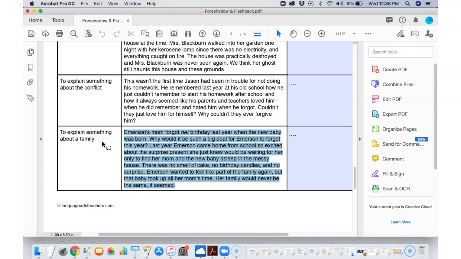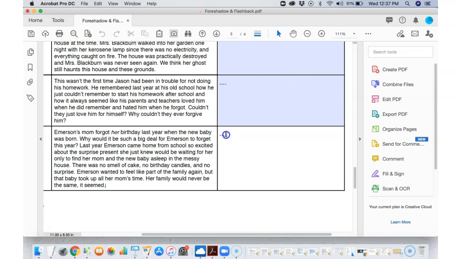So what is the purpose of this flashback? Well, think about what we know now about the family, okay? We know now that the family is busy. We can infer that the family has a lot going on. We can infer that the house is messy because there's so much going on. And now we know why Emerson feels like her family's never going to be the same. Now we know how Emerson feels so differently about her family members. And we wouldn't have known that if we hadn't read about this flashback. We wouldn't understand that about Emerson. So those are the kinds of things you can look at typing over here.